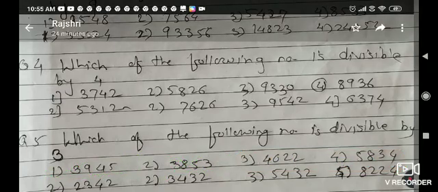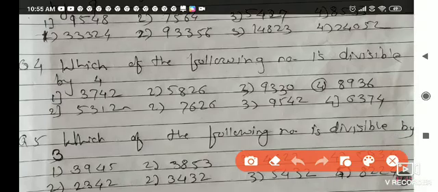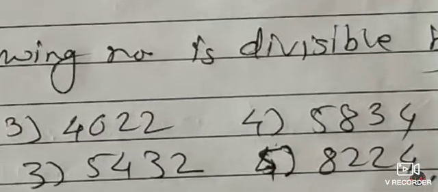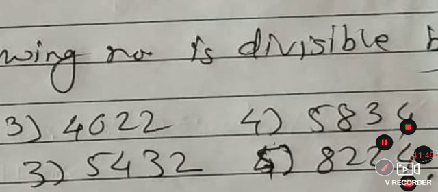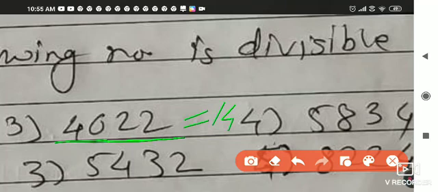Okay. Next number is 4622. So 4 plus 6 is 10. 10 plus 2 is 12. 12 plus 2 is 14. Okay, 14 is not divisible by 3. That's why this number is not divisible by 3.